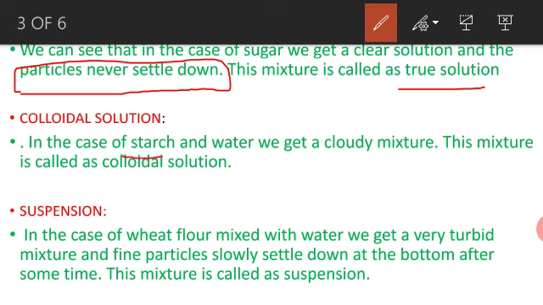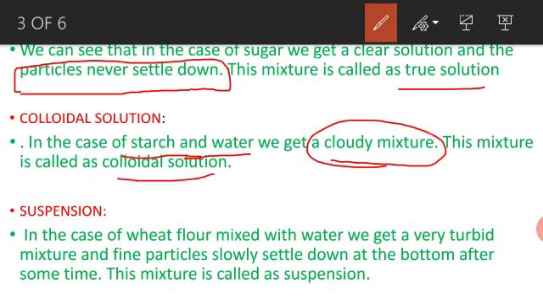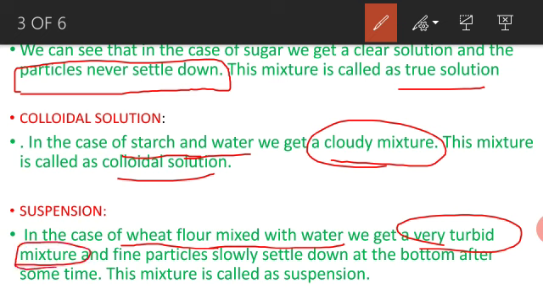Next, colloidal solution. In the case of starch and water, we get a cloudy mixture. This mixture is called colloidal solution. Next is suspension. In the case of wheat flour mixed with water, what will we get? We get a very turbid mixture. Turbid mixture, also some of the colloidal mixture, is cloudy. Turbid means a cloudy mixture. And fine particles slowly settle down at the bottom after some time. This mixture is called suspension.